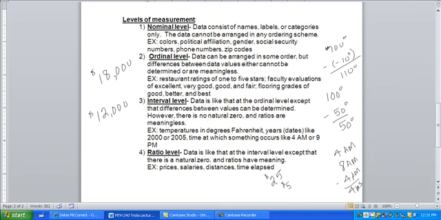Time elapsed, so if we're talking about the amount of time it takes someone to take a test. So if one person takes 20 minutes, another person takes 10 minutes, and another person takes 30 minutes. Okay, we can say the first person took half the amount of time that the second person did. The third person took 3 times as long as the first one. So ratios do make sense in this particular case because we have a natural zero, a beginning point.